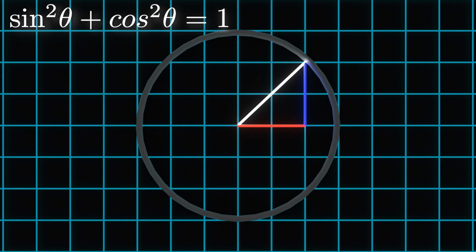Anyway, we can visualize this as the cosine being the leg along the x-axis and the sine being the leg along the y-axis. So we can represent each point in the circle with coordinates, just like how we would give a point coordinates x and y. This point on the circle will have coordinates cosine x, sine x, with the angle being x.